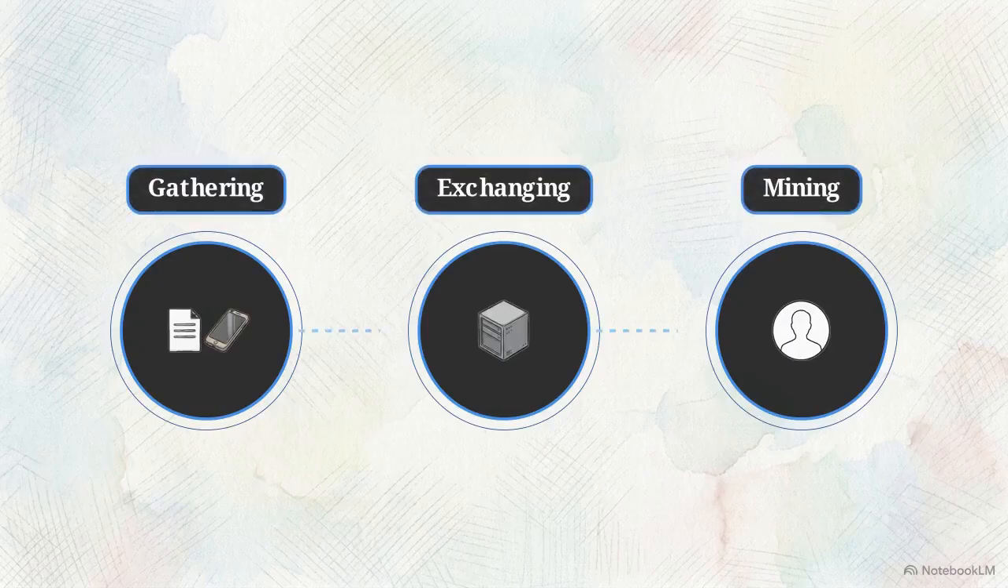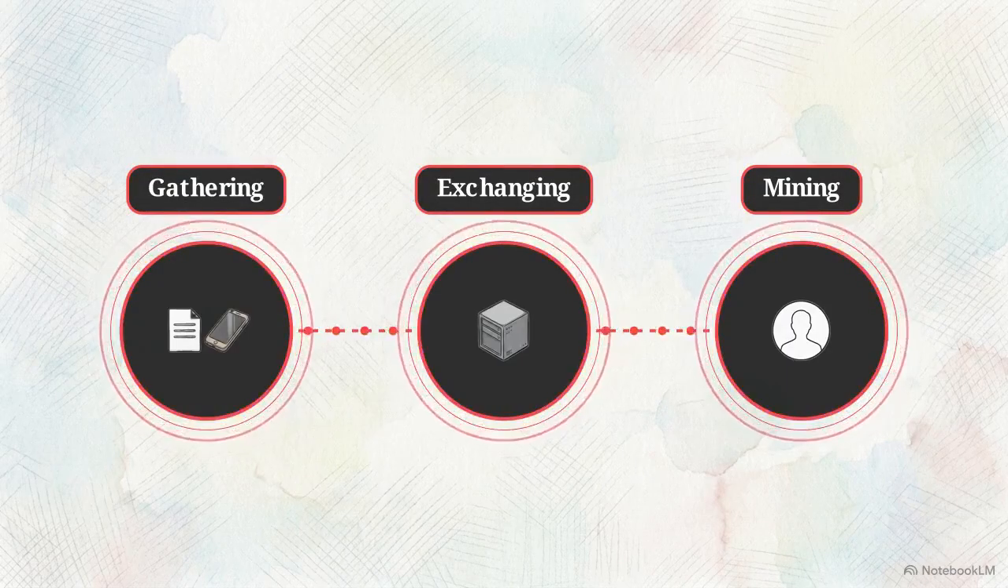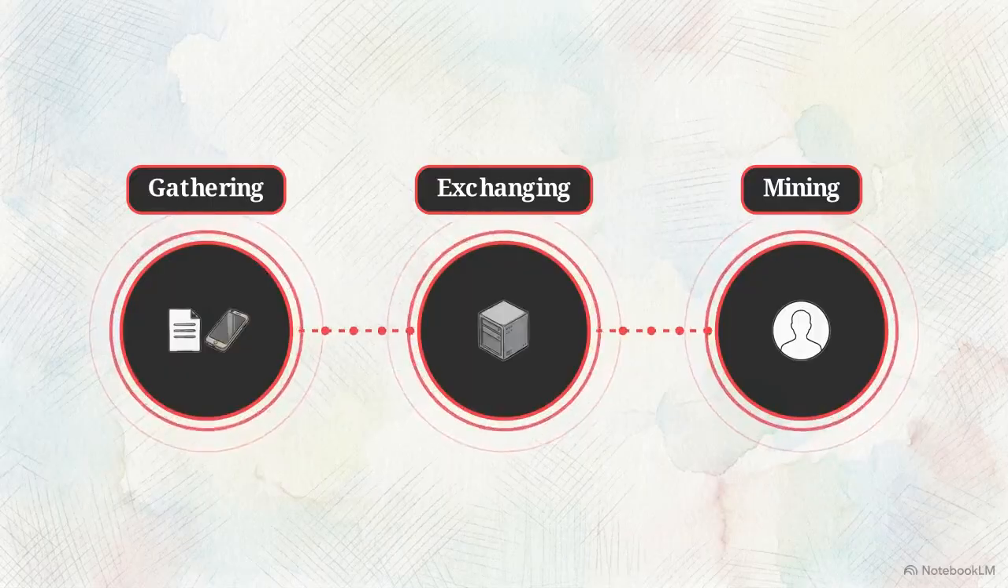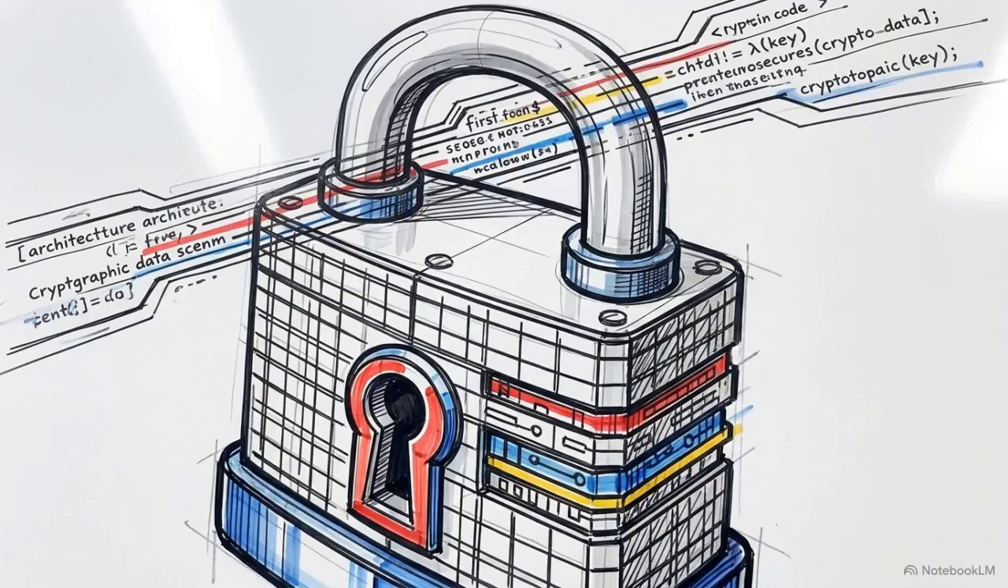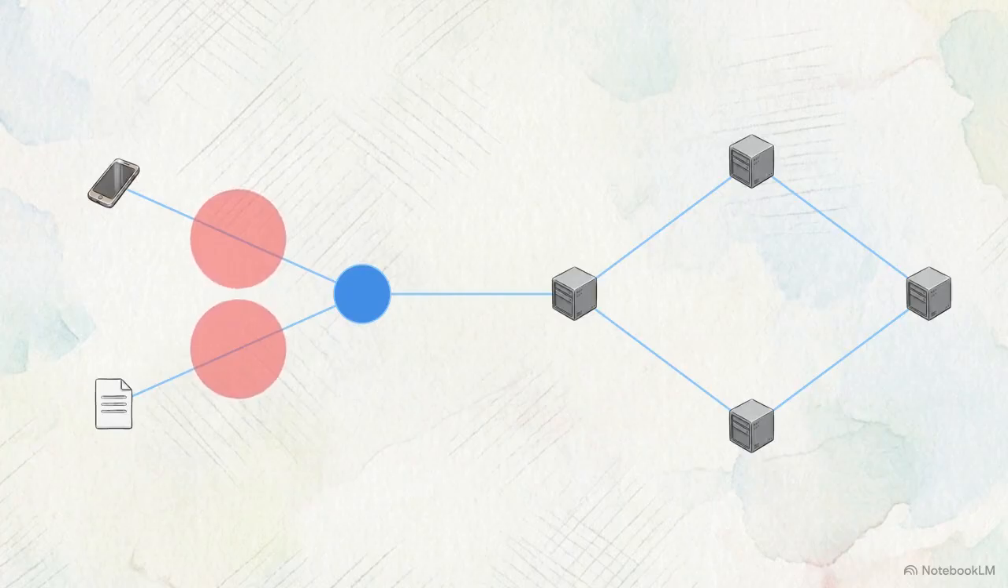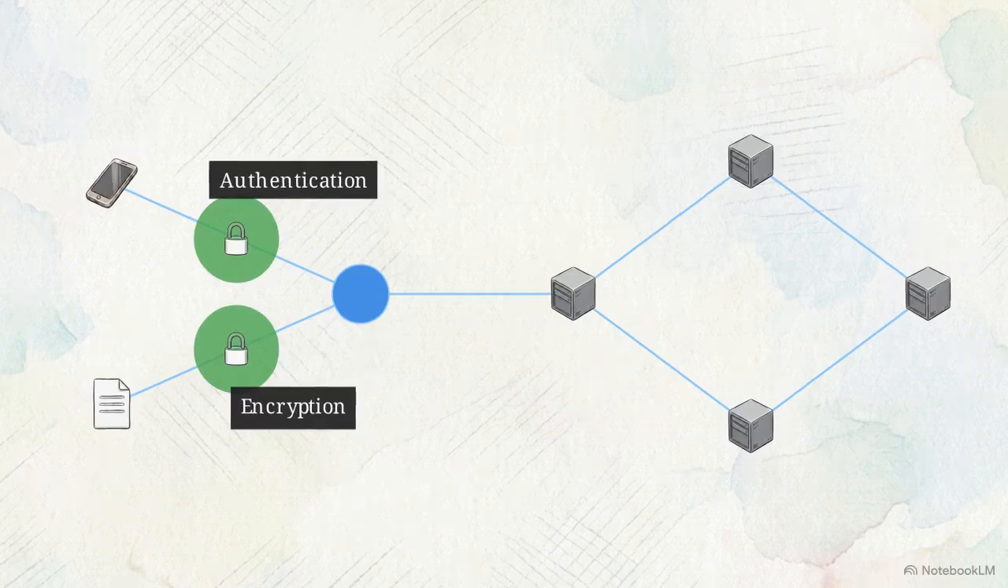If we look back at the complete personal data lifecycle map, we see severe vulnerabilities exposed at the gathering, exchanging, and mining stages. The engineering countermeasure to these vulnerabilities is the deployment of privacy-enhancing technologies, or PETs. The core architectural objective of a PET is to strictly minimize data exposure while preserving full system functionality. At the data entry and transit phases, engineers apply secure authentication protocols and end-to-end data encryption.